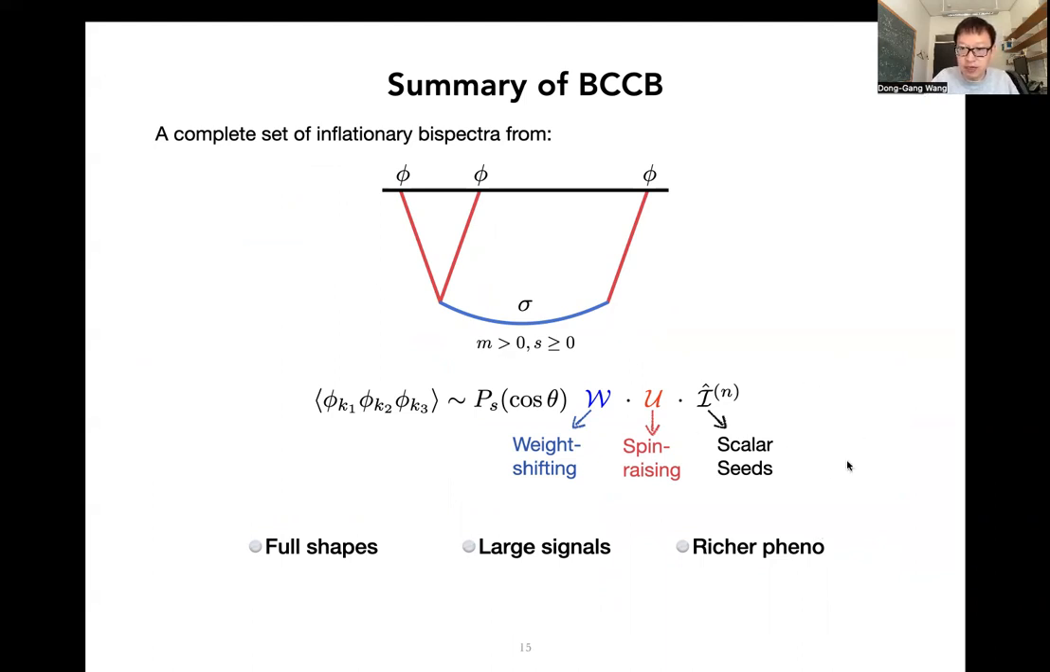So we start from the scalar exchange seed, then we use two types of differential operators: the spin raising operator to change the spin of this exchange particle, and also the weight shifting operator to map the scalar seeds to the inflaton bispectrum. So in this process, we derive the full shape information of the cosmological colliders. And we also identify large signals and richer phenomenology in this process, as I will show right now.